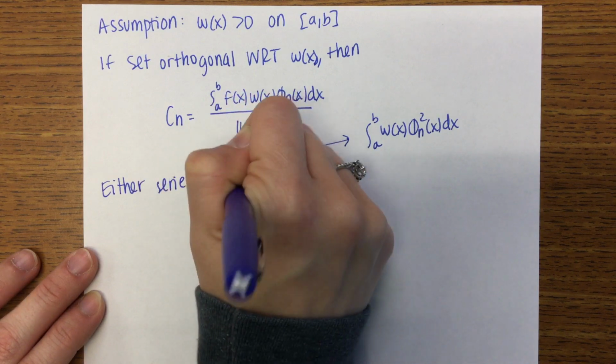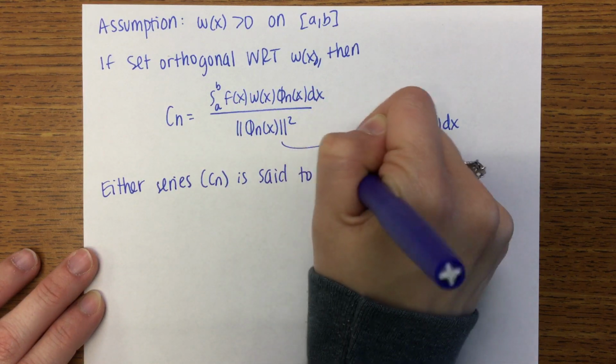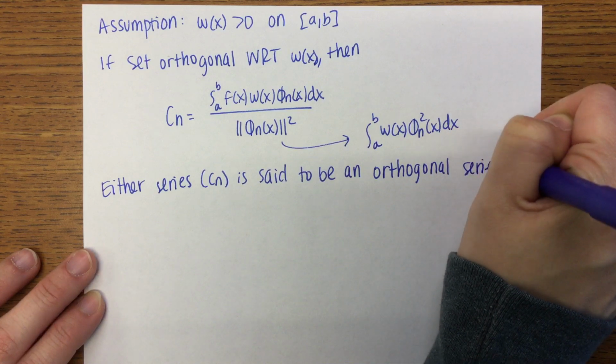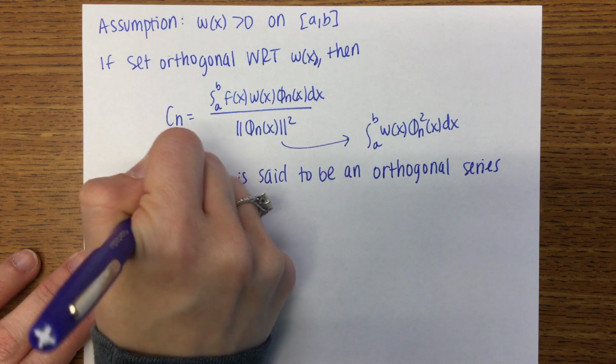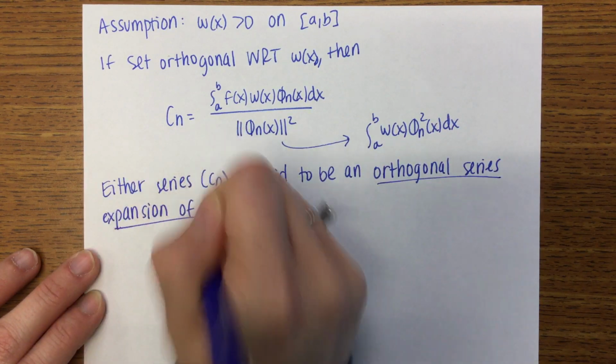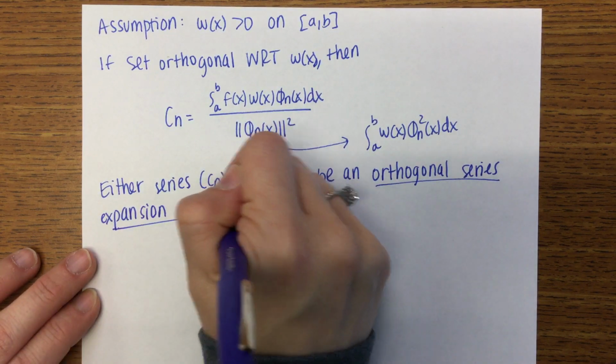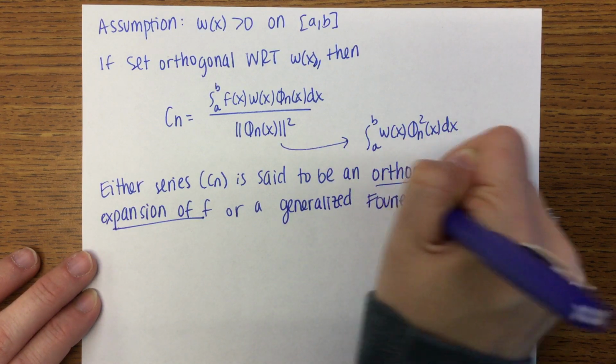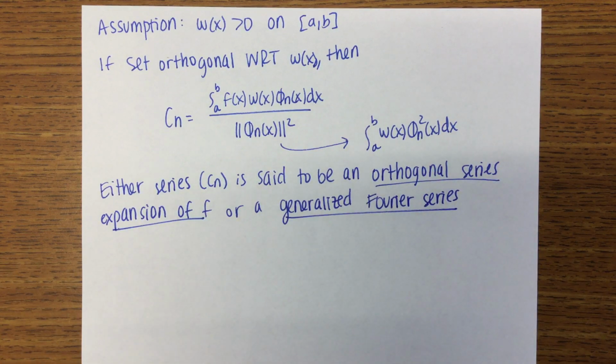Either series or either c of n is said to be an orthogonal expansion, orthogonal series expansion of f. Other term is a generalized Fourier series. Sections 11.2 and 11.3 are Fourier series. So you'll actually have, we're not going to do it with weight, but you'll have a function, and then you'll have orthogonal functions, and you'll be trying to write your one function as a series of orthogonal functions.